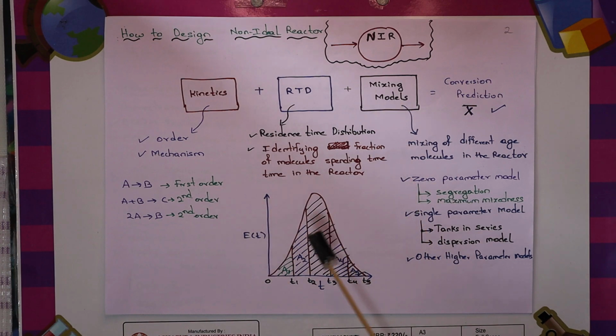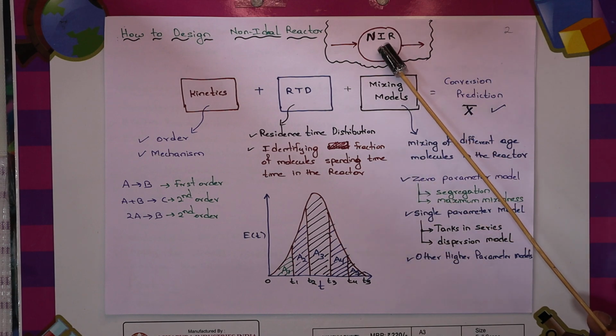Third is mixing models. That means time information alone is not sufficient to predict. I need to understand what kind of mixing is happening, that means how the molecules are mixing in the reactor, not just the time spent in the reactor. The mixing is also important. So there are specific models that are available, because we cannot go inside the reactor and see how mixing happens in the reactor.